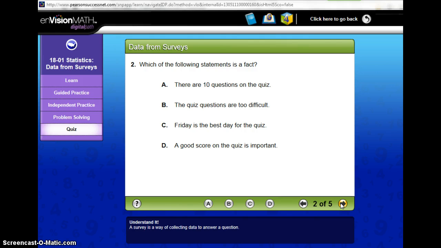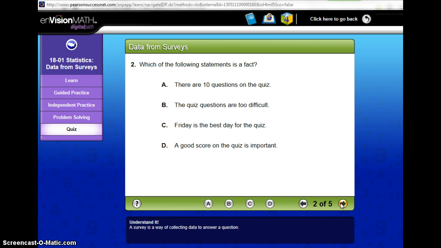Which of these statements is a fact? Remember, a fact is something we can prove. It is not just something you think. Will? A good score on a quiz is important. Well, your mom and dad probably tell you that is a fact, but the truth is, that is only an opinion. We want something you can prove.